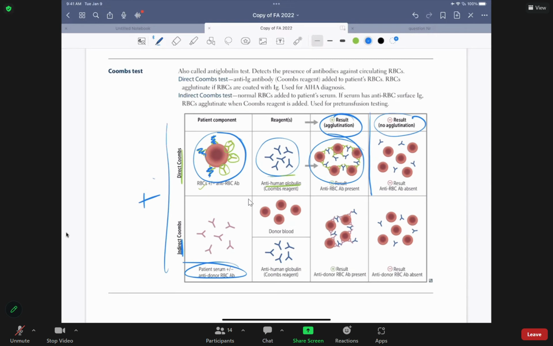Okay. So is everybody clear with direct and indirect? I repeat one more time. Direct, we take patient's red blood cells and just mix with artificial antibody. Indirect, we are taking patient's serum and mix with the artificial red blood cells and artificial antibodies to see if they are working or not. So this is a positive test and this is a negative test. Is that clear, folks? All right.